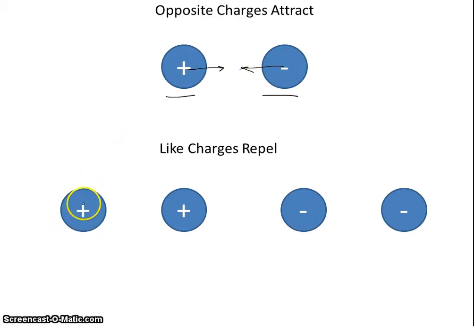However, if I bring two like charges, two positive charges or two negative charges together, I see that the positive charges will feel a repulsive force toward each other. So they'll feel a force away from each other, and the negative charges will feel the same repulsive force. So opposite charges attract, like charges repel. You probably already knew that.